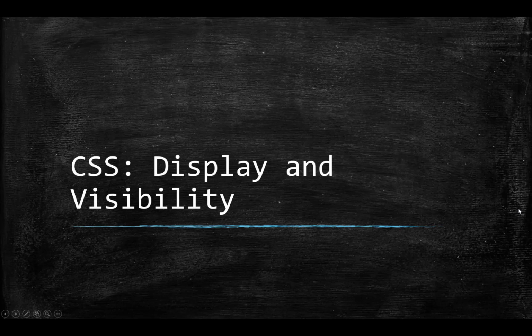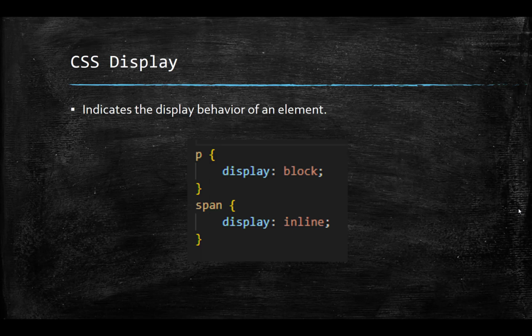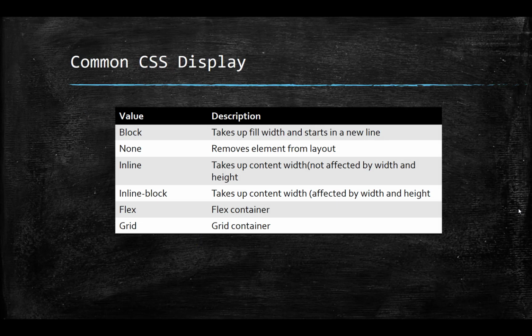Our topic: display and visibility. So what is CSS display? This indicates the display behavior of an element. For example, the default display of a paragraph is block, and the default of a span is inline. If you say block, it takes the whole line. But if you say inline, the elements line up beside each other.